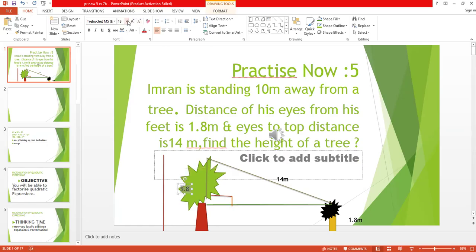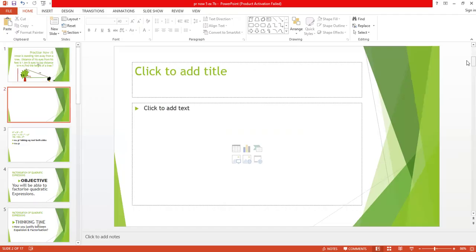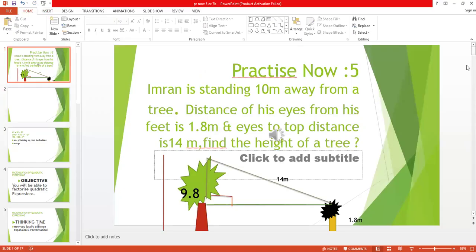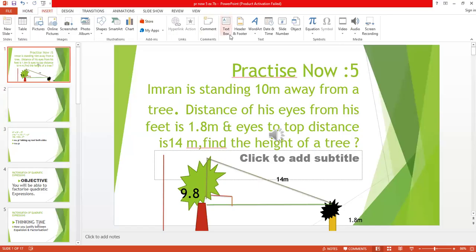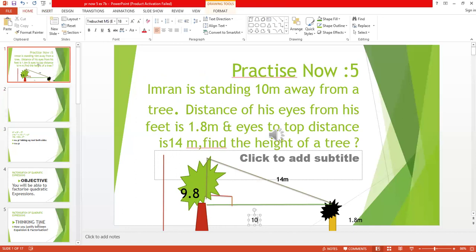Let's make the font size a little bigger so that it will be visible. Okay, now we have to find perpendicular. Look here, this portion is 9.8. That is the diagram. This portion of 10 meters, I have to write here, 10 meters. That one is called base. Hypotenuse is 14, and we have to find its perpendicular.